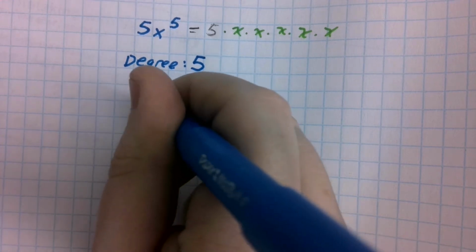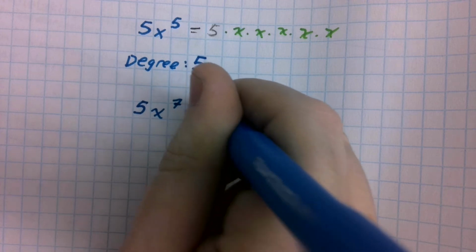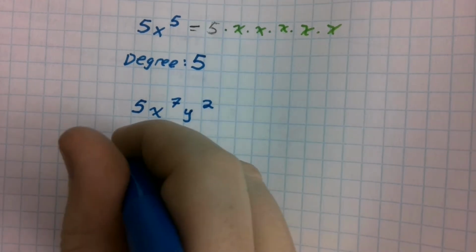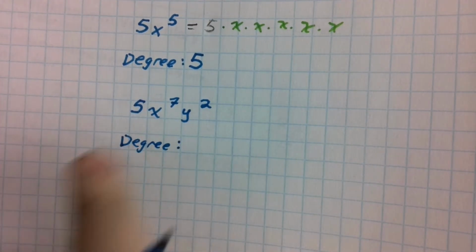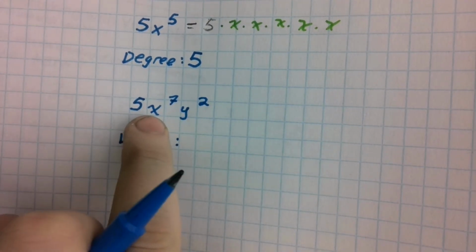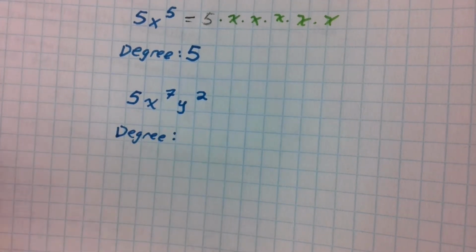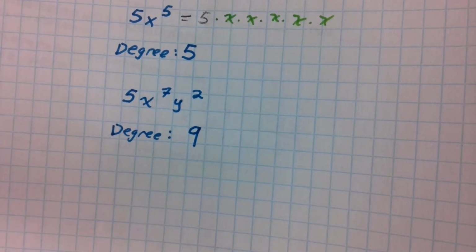All right, what if I gave you one like this? Now we're getting a little more complicated. Now we got more variables in here. Well, if we count up all the variables in the problem, we know that x to the 7 means there are 7 x's. Y squared means there are 2 y's. So 7 x's and 2 y's, that means there are 9 total variables. It is degree 9.